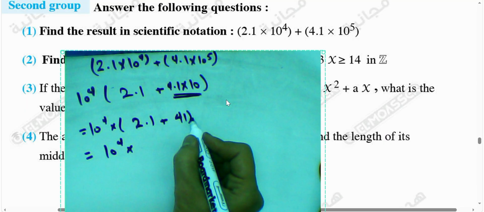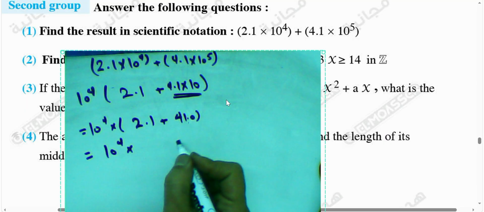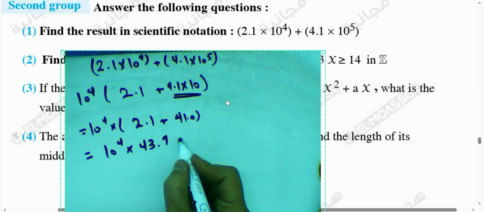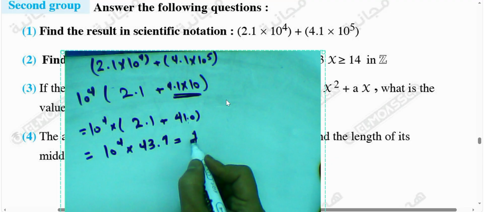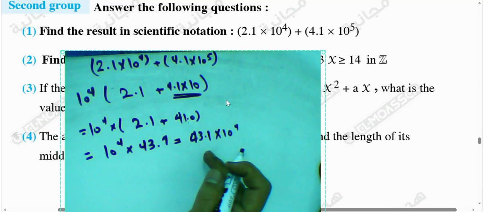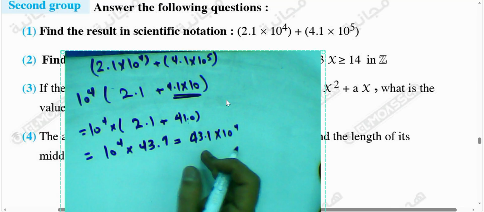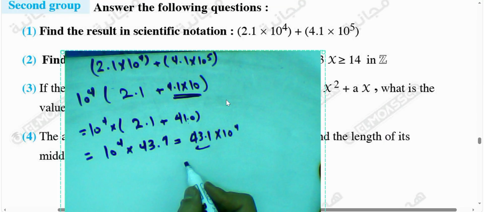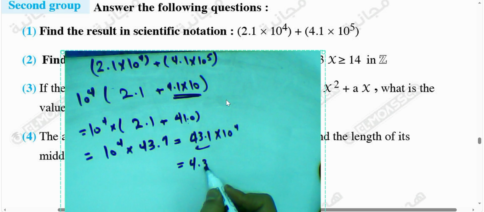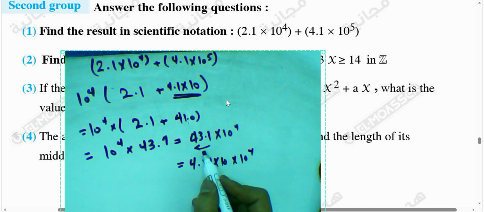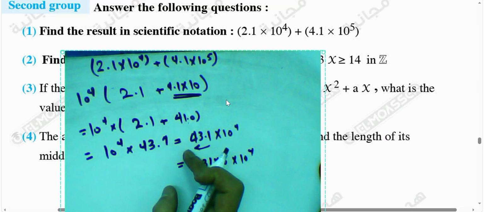41 plus 2.1, you must equalize the places, write 0 here. 0 plus 1 is 1, and 1 plus 2 is 3, and write 4. The result will be 43.1 times 10 power 4. You must convert here. How? By moving the point from right hand side to left hand side. Write 4.31 product by 10 power 4, because we moved the point from right hand side to left hand side by one place.